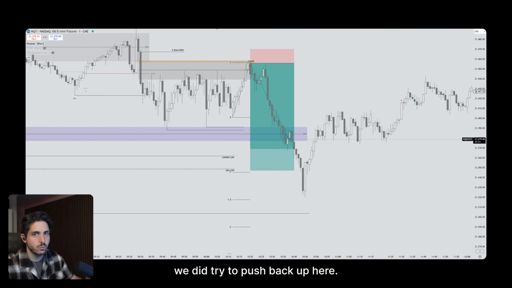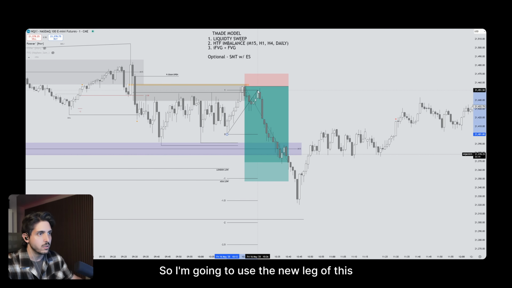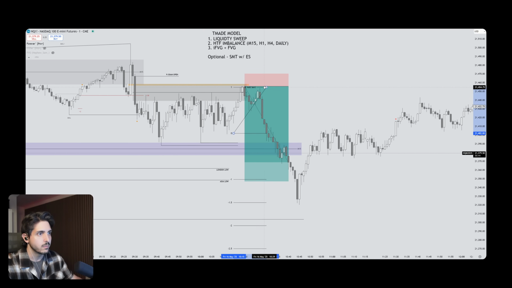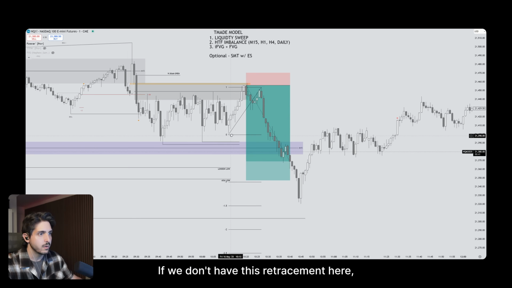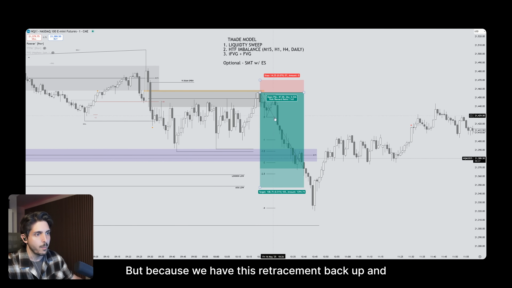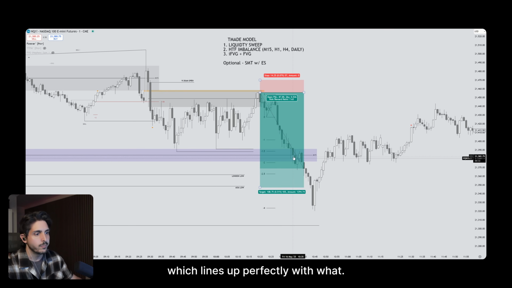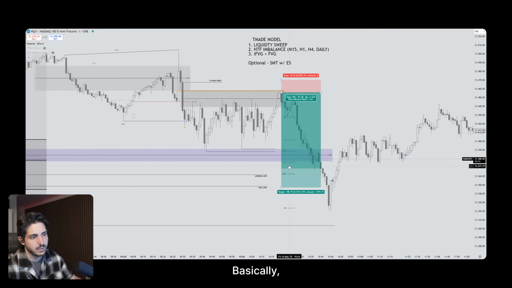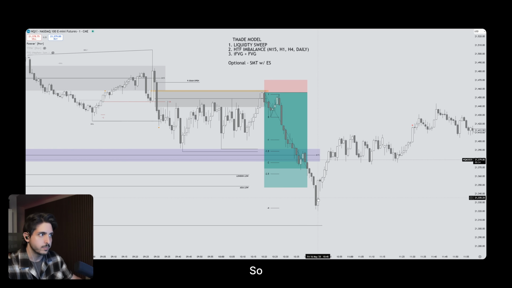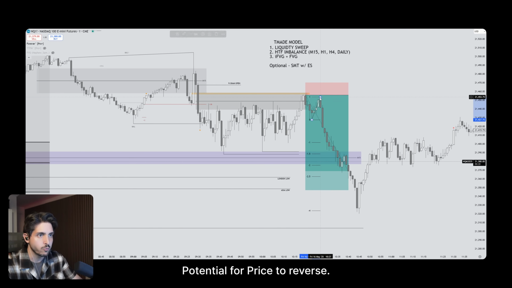But because we did try to push back up here, right? To me, this is that new leg. So I'm going to use the new leg of this to figure out where price is going to go, right? If we don't have this retracement here, then I would use the original one that's right here. But because we have this retracement back up and then a continuation to the downside, I'm going to use this for standard deviation, which lines up perfectly with what basically my target is, right? We ended up pushing, getting -4 here. So that's interesting, right? That's exactly another area of potential for price to reverse.